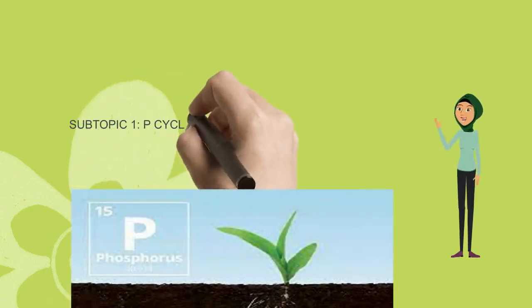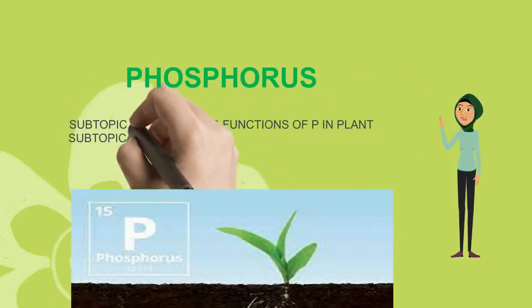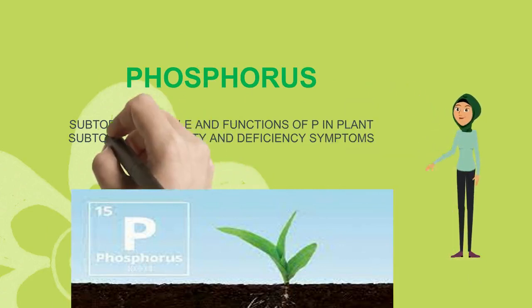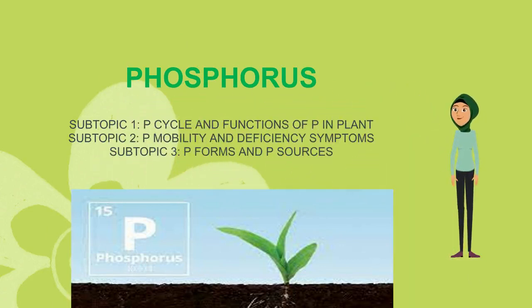Hello, today we are going to learn about phosphorus. It consists of subtopic 1, P cycle and functions of P in plant, subtopic 2, P mobility and deficiency symptoms, subtopic 3, P forms and P sources.